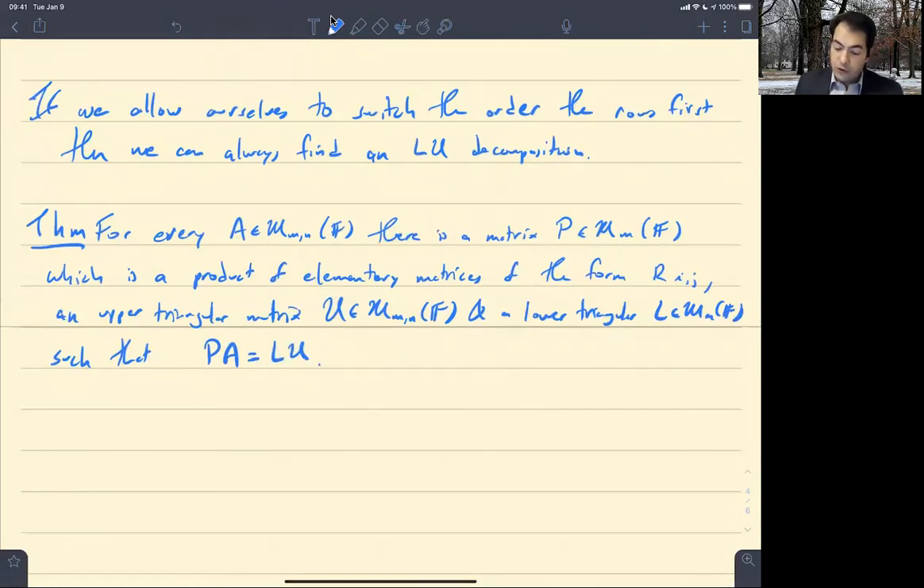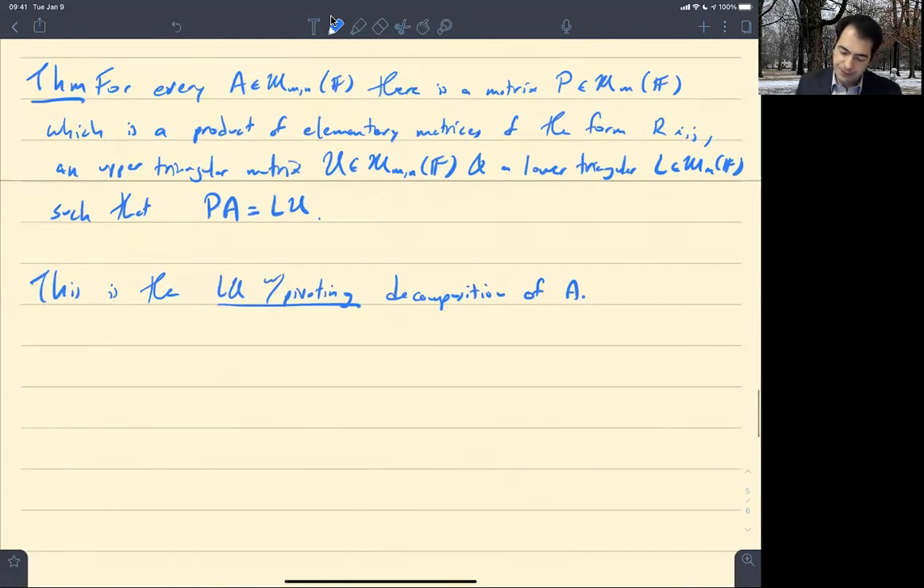So as long as you're allowed to switch the order of the rows of A, then the matrix you end up with does have an LU decomposition. So this is the LU with pivoting decomposition of A. Okay, so let's check that this is true.